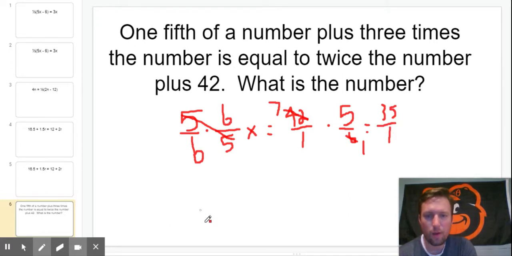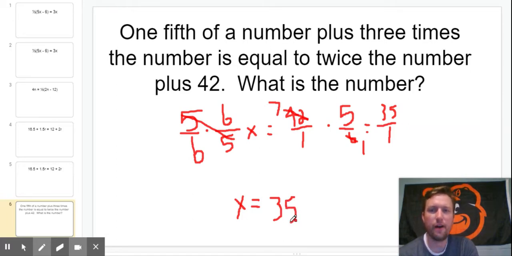So on this side of the equation, I'm left with x. On this side of the equation, I have simplified it down. 35/1 is the same as 35. So x equals 35. So 1/5 of a number, 35, plus 3 times the number, 35, is equal to twice the number, 35, plus 42. How cool!